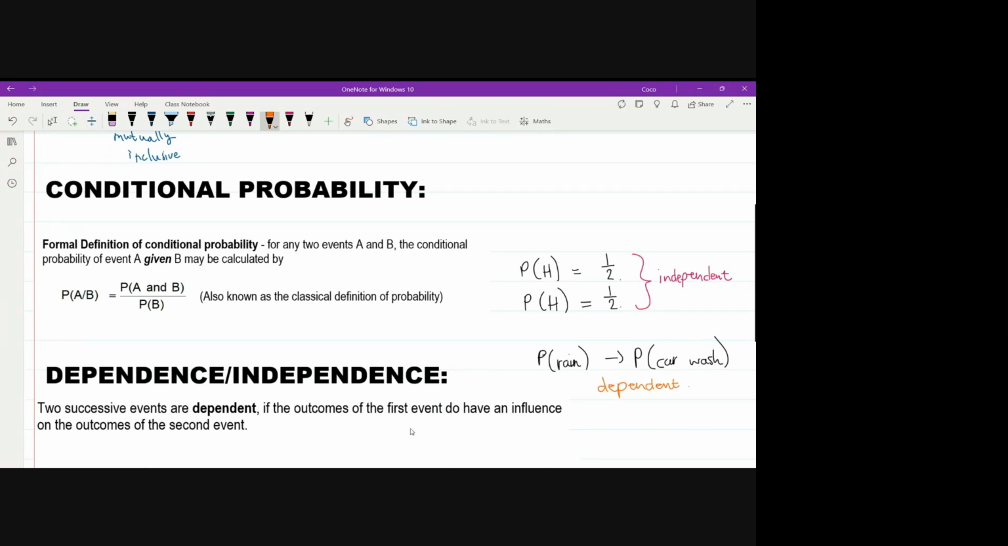Everybody okay with the difference? Independent and dependent events. Are we all good? Okay, lovely. And that's kind of the basis of conditional probability. It comes from the idea that an event is either dependent or independent. And we'll see which one of those we get.